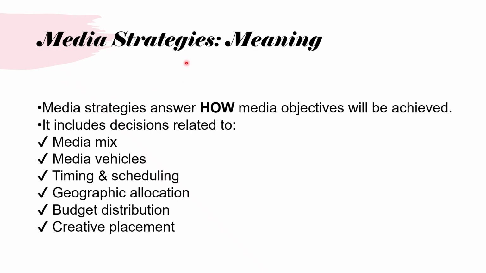Now we'll understand what media strategy is. This media strategy explains how the media objectives will be achieved. So if media objectives tell us what we want, then media strategy tells us how we will reach our goal. So the focus here is on how. A media strategy involves decisions about which media channels to use, how much budget to spend, how frequently the ads should appear, which specific show or magazine or website or platform to choose, and how to schedule the ad, maybe daily, weekly, monthly, or seasonal.